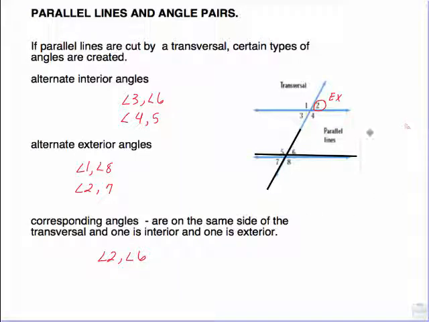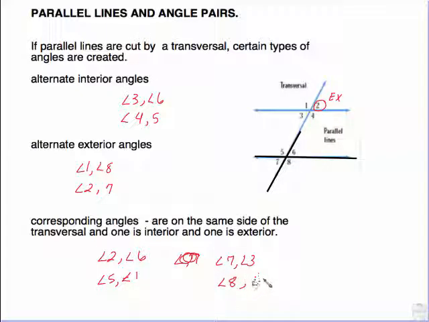But I really think physically, this whole idea of thinking about sliding this up. So who goes up here? 6 goes all the way up to 2. 5 goes all the way up to 1. 7 goes up to 3. And angle 8 goes up to angle 4.